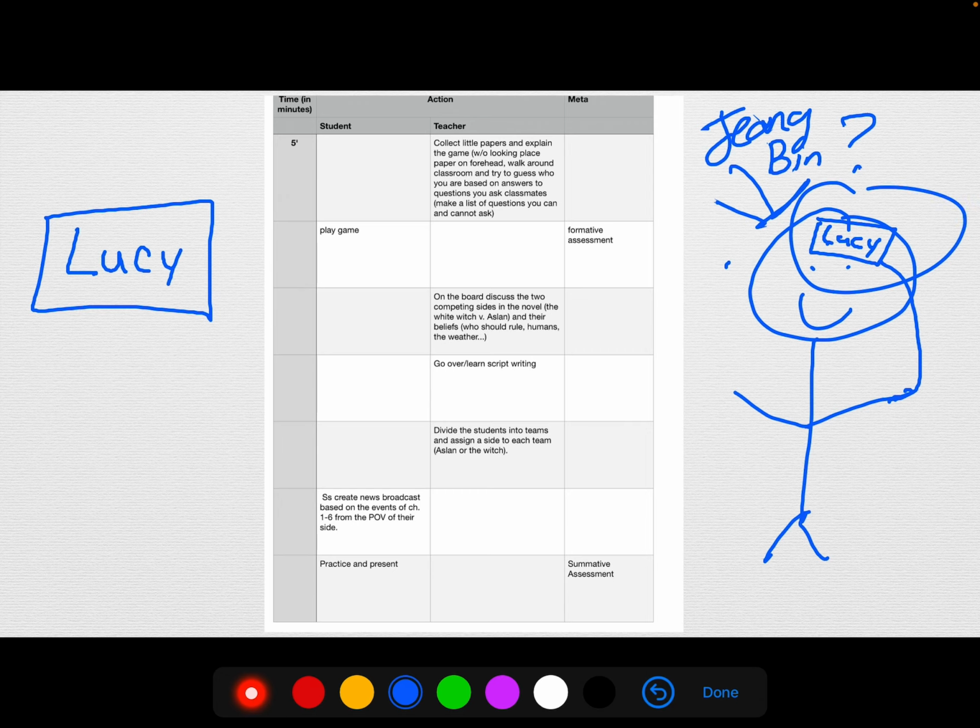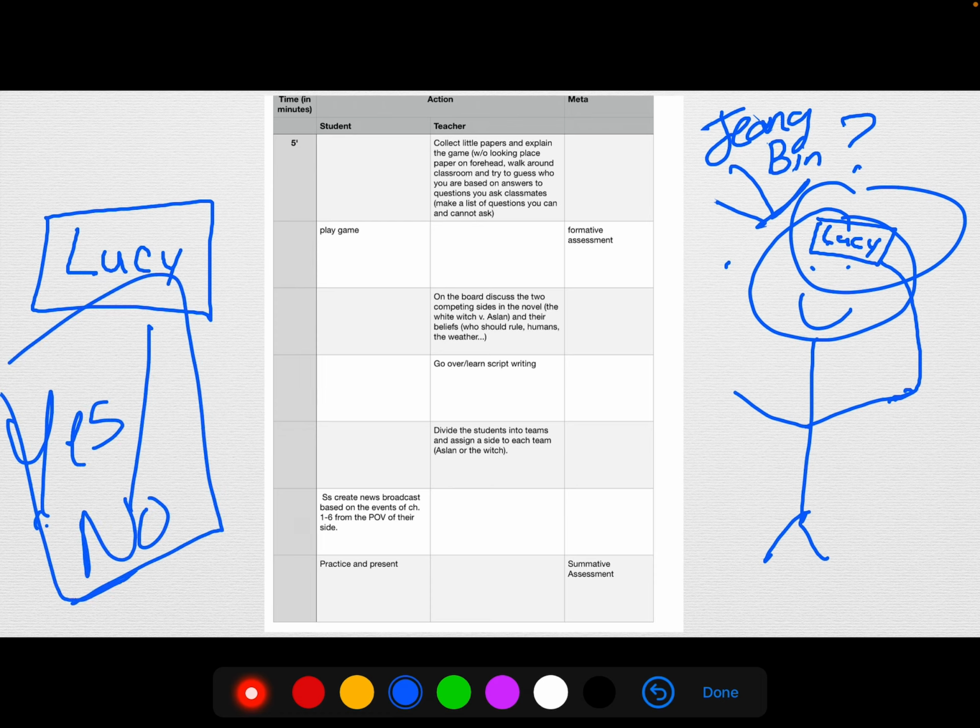So Jongbin is going to walk up to another student and ask yes or no questions. This is important to explain because Jongbin cannot walk up to a classmate and say, who am I? Because they'll just say Lucy, and that won't be any kind of exercise at all. So he has to ask yes or no questions. He can ask, am I human? And if the answer is yes, that's a clue. And he can say, okay, am I a boy?